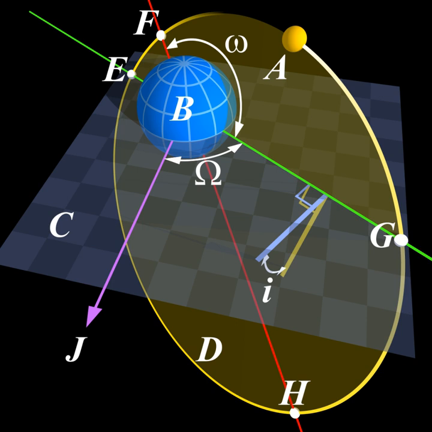Compute the true anomaly theta by the equation: sqrt(1 minus epsilon) tan(theta/2) equals sqrt(1 plus epsilon) tan(E/2). Compute the heliocentric distance r equals a (1 minus epsilon cos E).